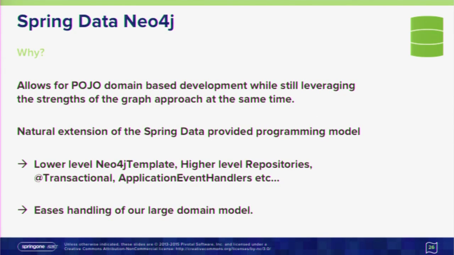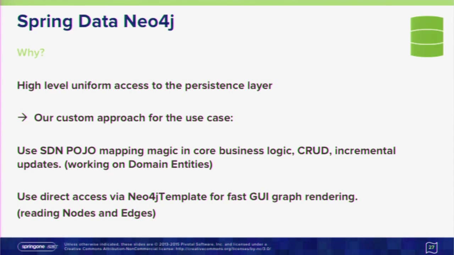And especially when you have a large domain model as we have, this really eases the whole thing. All right, so to sum it up, it's a high-level uniform access to the persistence layer.